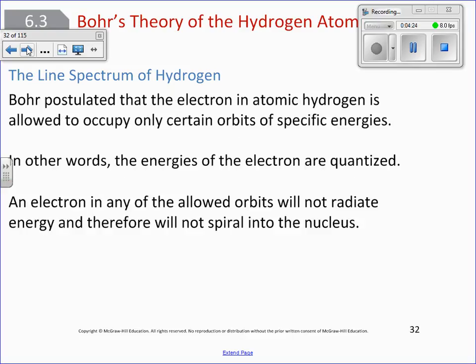So Bohr postulated that the electron in atomic hydrogen is allowed to occupy only certain orbits with specific energies. So the energies of the electron are quantized. Therefore, if they're in those allowed orbits, they don't radiate energy and they don't spin back into the nucleus. So we talked about quantized energies. Did we not? Yes, no, maybe. Okay, we'll talk about it again.